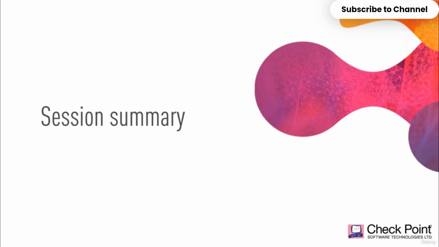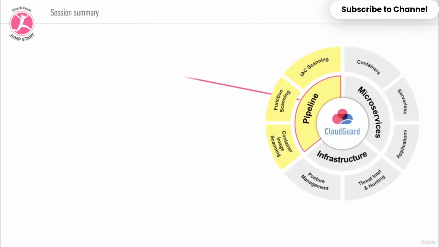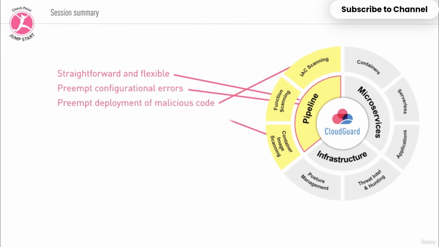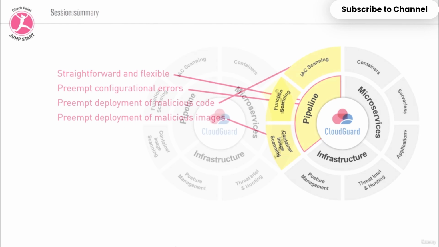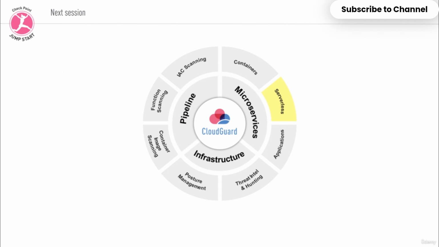And there you have it. Implementing Shift Left protection is pretty straightforward and flexible, and ensures you can preempt configurational errors or deployment of malicious code or images into your production, way before runtime protection is employed. In our next session, we'll explore the other part of the CloudGuard workload protection solution, serverless functions.